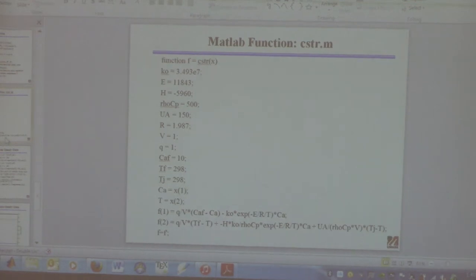Okay? So I'm going to help you out because otherwise I think you won't make much progress. So the first thing you have to do is write this function. It's called CSTR.m. If you did the previous assignment, you should have this in your workspace saved as CSTR.m or something like that. If not, you have to write it now. Okay? What does it do, this function?